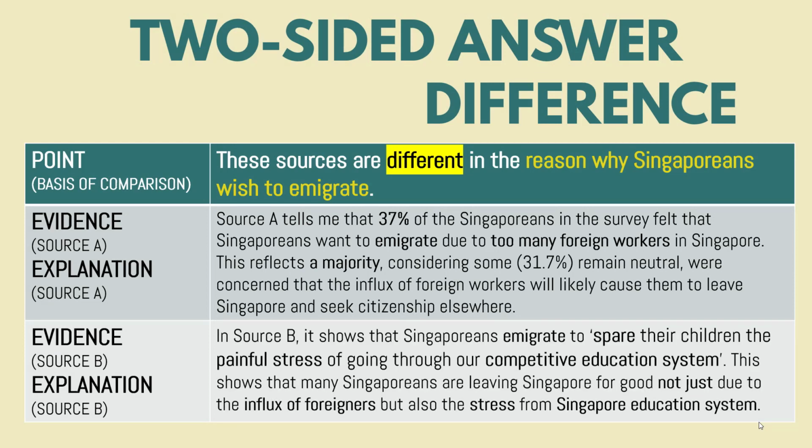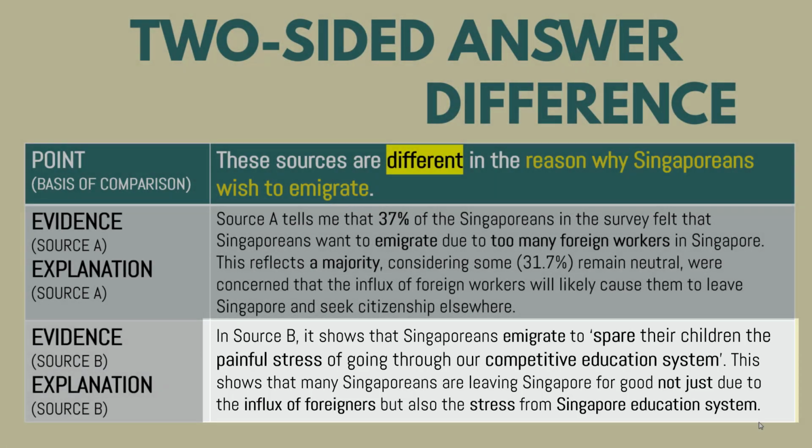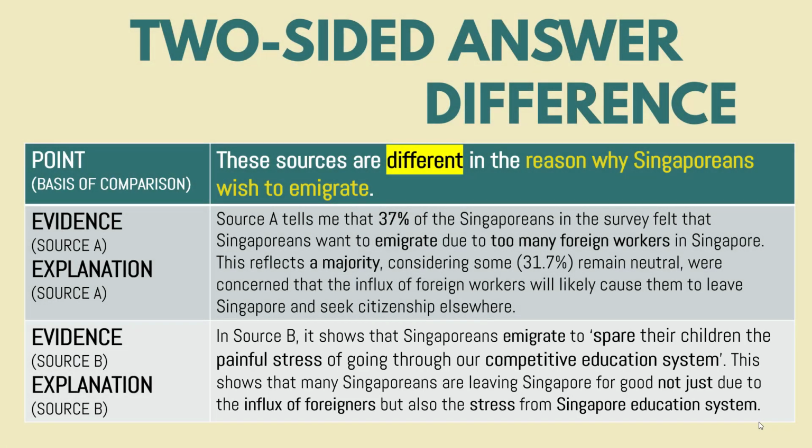In source B, it shows that Singaporeans emigrate to save their children, to spare the children the painful stress of going through the competitive education system. It shows that our Singaporeans are leaving not just because of the influx of foreigners, but mainly due to the stress of the Singapore education system. So it is a different reason which you need to show in your explanation.